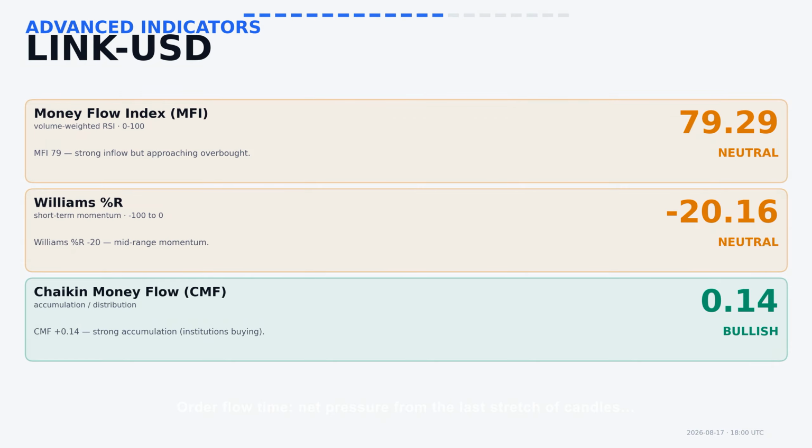And to round out the indicator suite, 3 more advanced reads. Money Flow Index, the volume-weighted RSI, reads 79, signal neutral. Williams %R is at 20, neutral. Chaikin Money Flow reads low 14, bullish. Together, these 3 confirm whether the volume's actually backing the price move or whether it's just speculative noise.